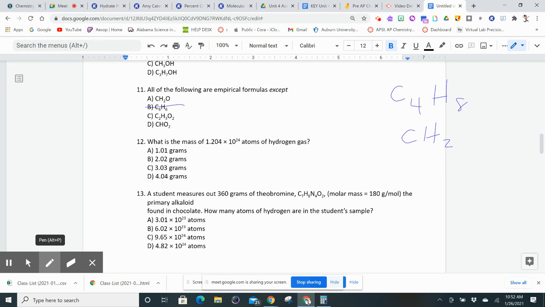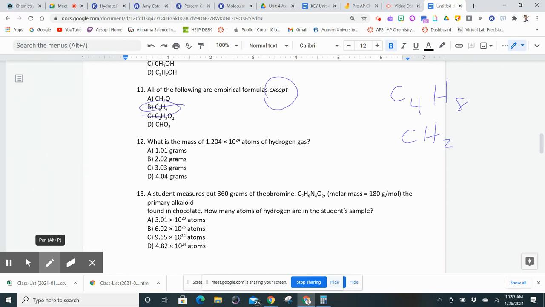CHO2? Maybe. CH2, yes. So A, C, and D are all empirical formulas. What is my question asking for? Except. See, I read that backwards. That's why I marked out the exception. So be careful when you're testing to look at, I want the one that's except.